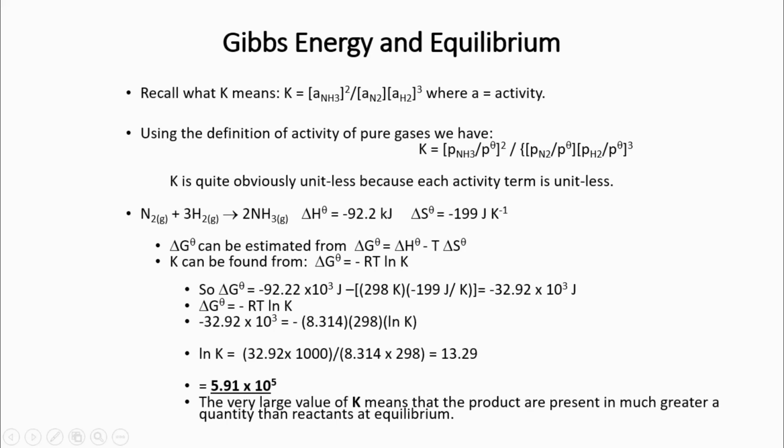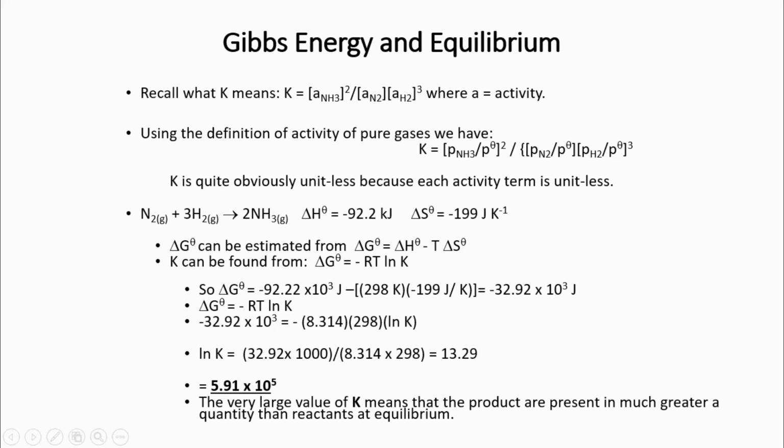Now, using that first equation, delta G is equal to delta H minus T delta S, we use that equation here, and we can calculate the standard free energy change for the process, which is minus 32.92 times 10 to the 3 joules. Now, back to the Boltzmann relationship. We could use that to find K, which is the unknown in this equation here.